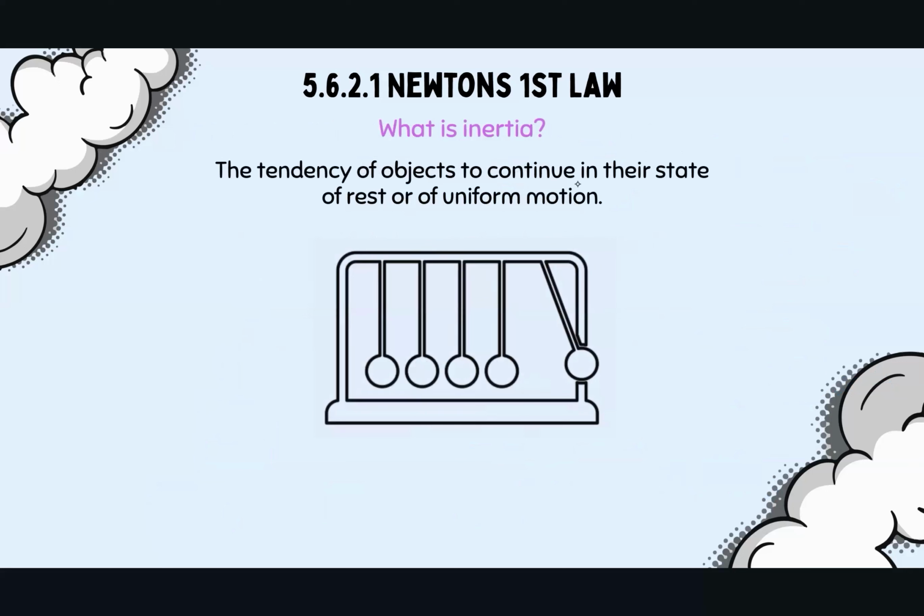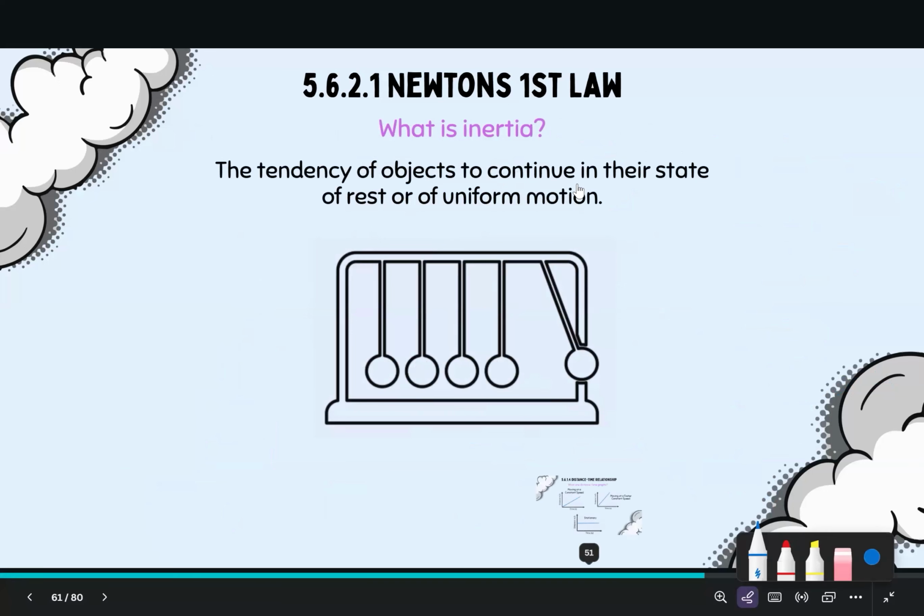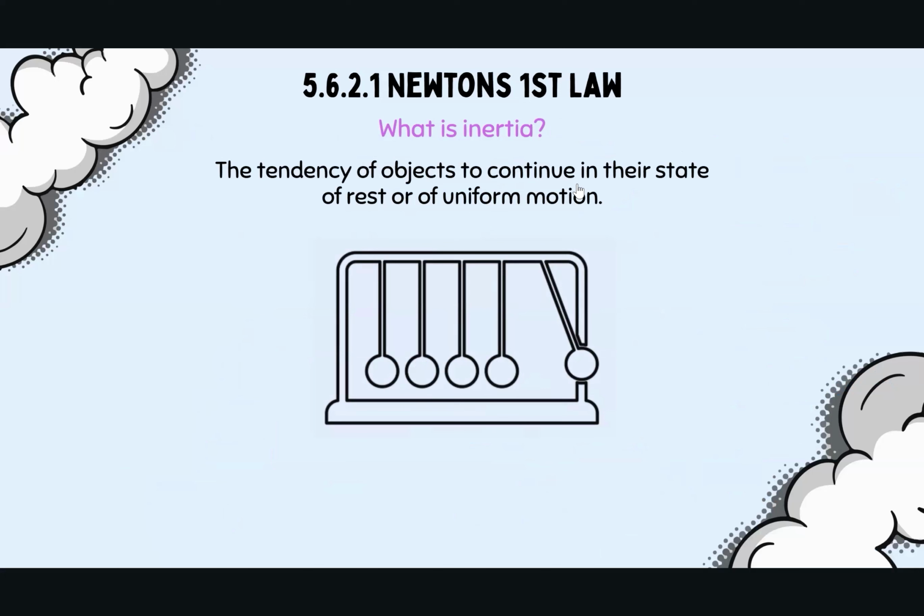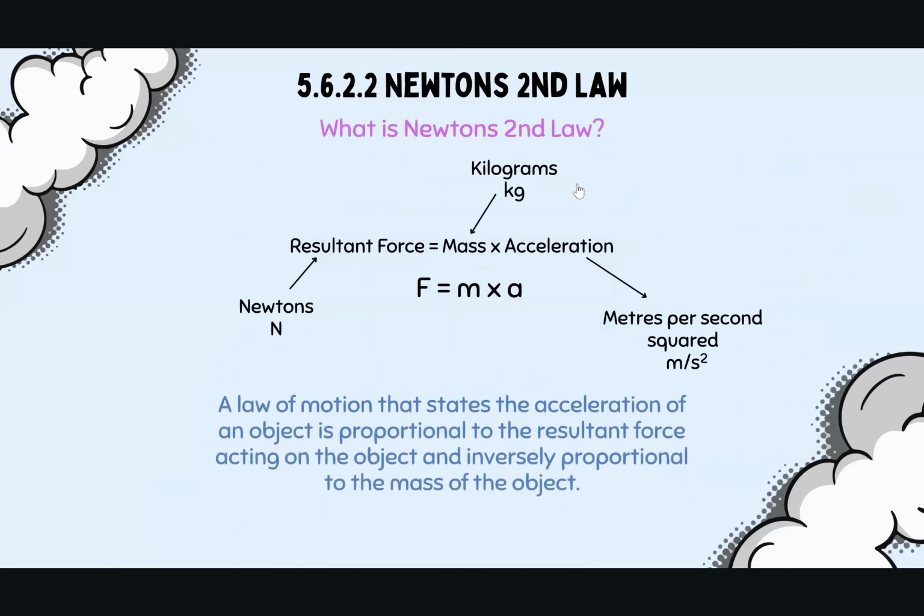Okay, so what is inertia? Inertia is the tendency of objects to continue in the state of rest or uniform motion, meaning how likely they are to continue moving. Now, Newton's second law is force equals mass times acceleration. So this is resultant force equals mass times acceleration. This is a law of motion that states the acceleration of an object is proportional to the resultant force acting on the object and inversely proportional to the mass.